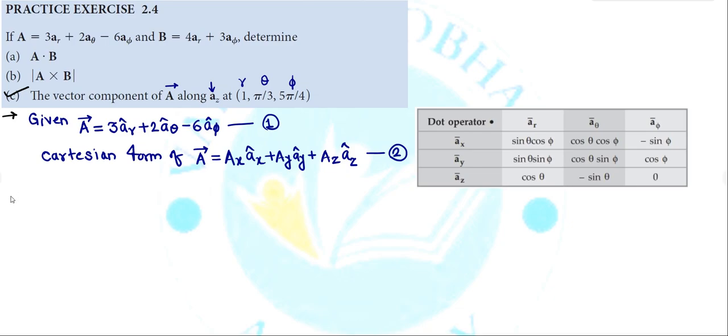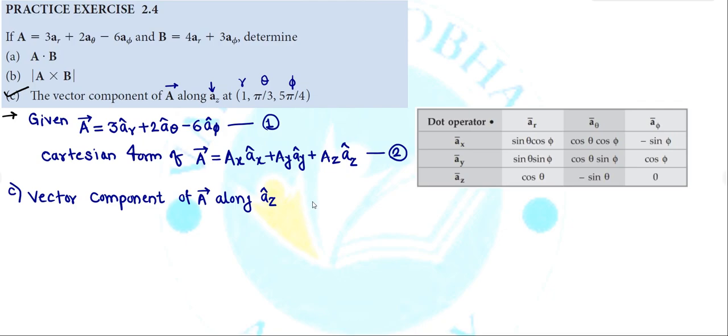So very firstly, in that part C, they have asked us to find the vector component of vector A along the az direction. So rewrite that one, vector. Okay, let me pause this.